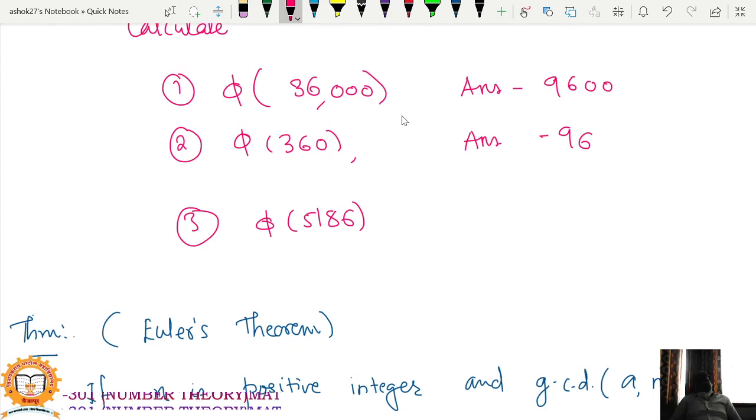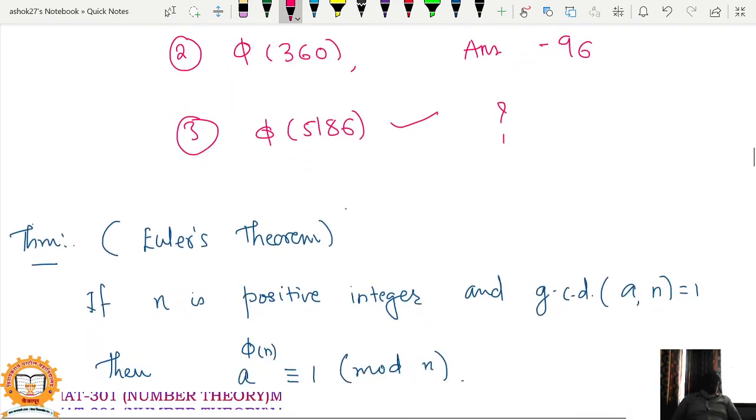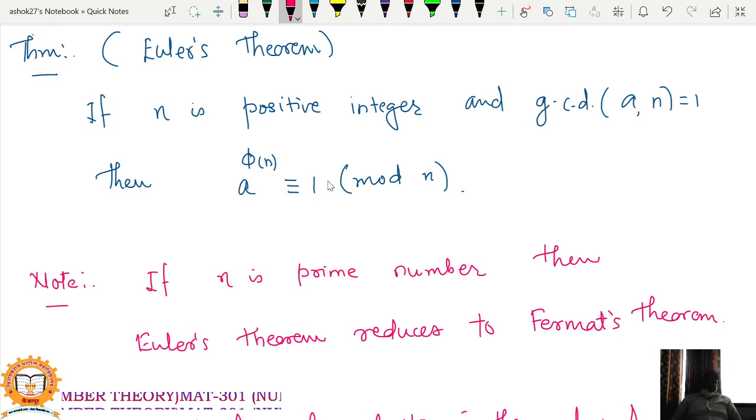Again, you can find phi of some integers. Phi of 36,000, if you find it, you'll get 9,600. If you find phi of 360, you'll get 96. Similarly, you can find this and check the answer. Next, there is Euler's theorem. What is the statement of Euler's theorem? If n is a positive integer and GCD of a and n is equal to 1, meaning n does not divide a, then a raised to phi of n is congruent to 1 modulo n. So this is the statement of Euler's theorem.